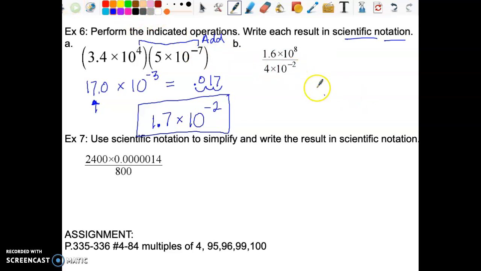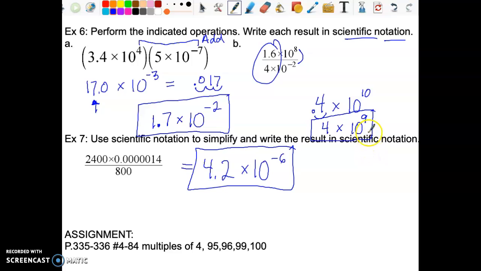All right, I need to hurry to finish this. When I divide these two, you get 0.4. And when you subtract here, you get +10. But remember, in scientific notation, you have to move it this way. So it has to be bigger than 1.